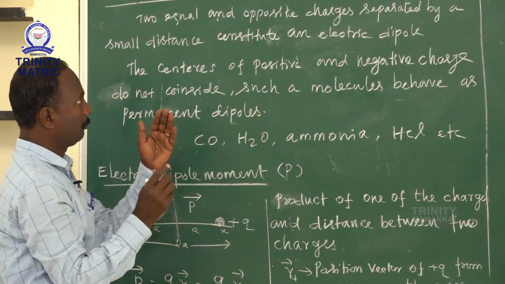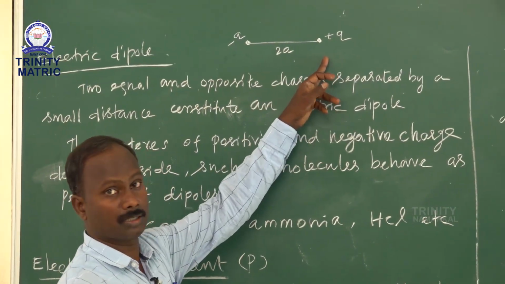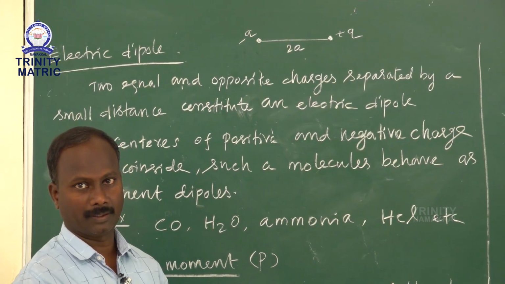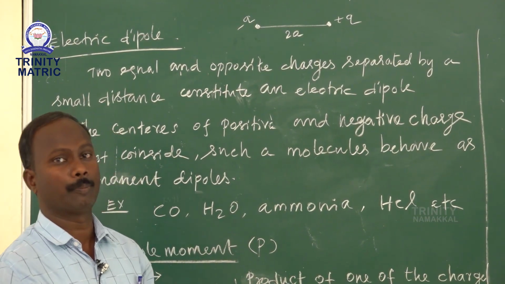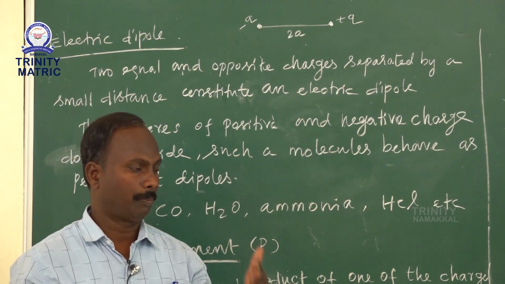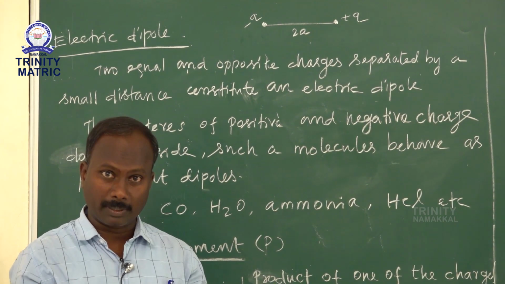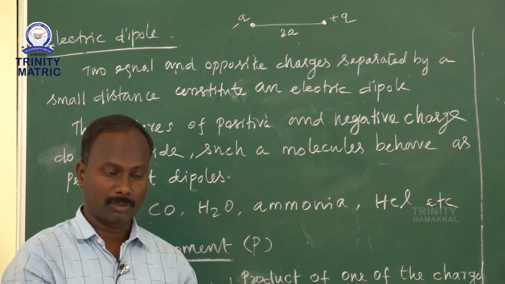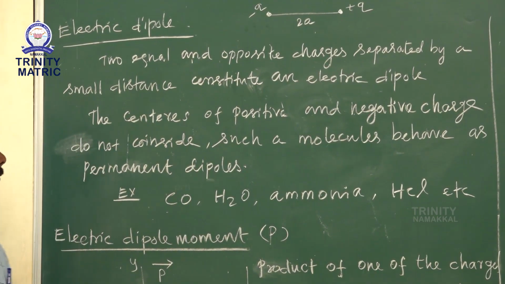See, the center of the positive charges and the center of the negative charges do not coincide. If they coincide, it's not a dipole. So one molecule having a positive charge and a negative charge separated by a very small distance, then only does it constitute a dipole. Otherwise it's not considered a dipole.